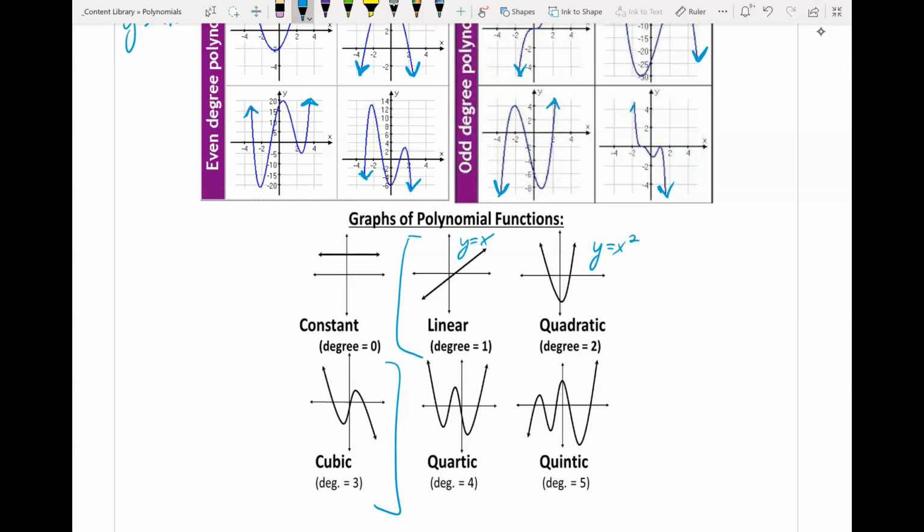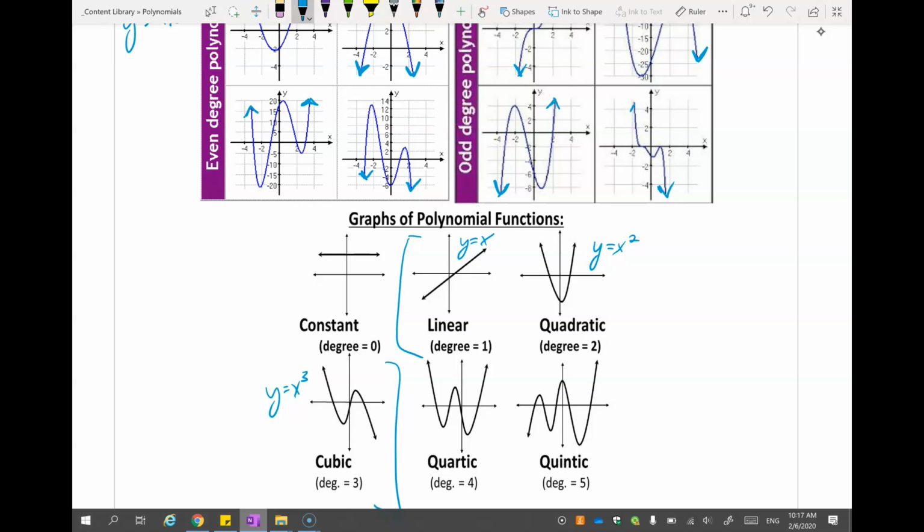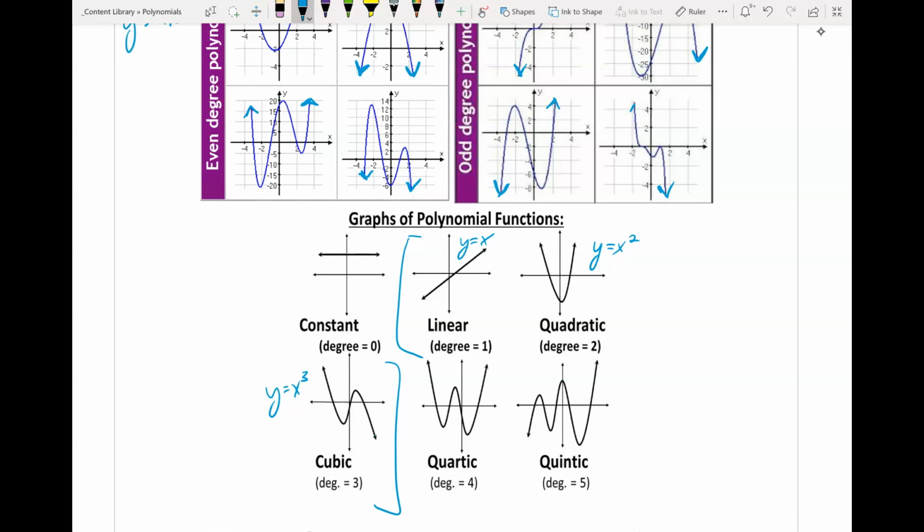And this is an even function, degree of 2. And your cubic, you should be kind of familiar with this one, y equals x cubed. You're going to have different end behavior, and this time you have 2 humps instead of the 1 from a quadratic.